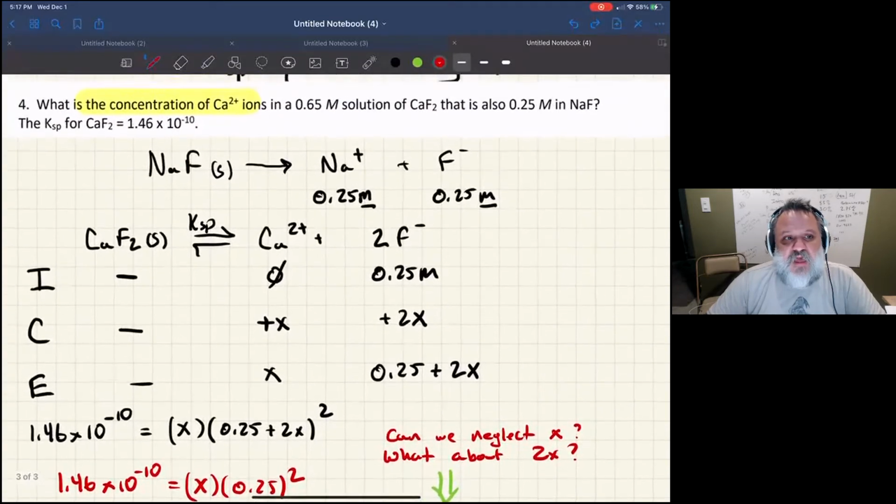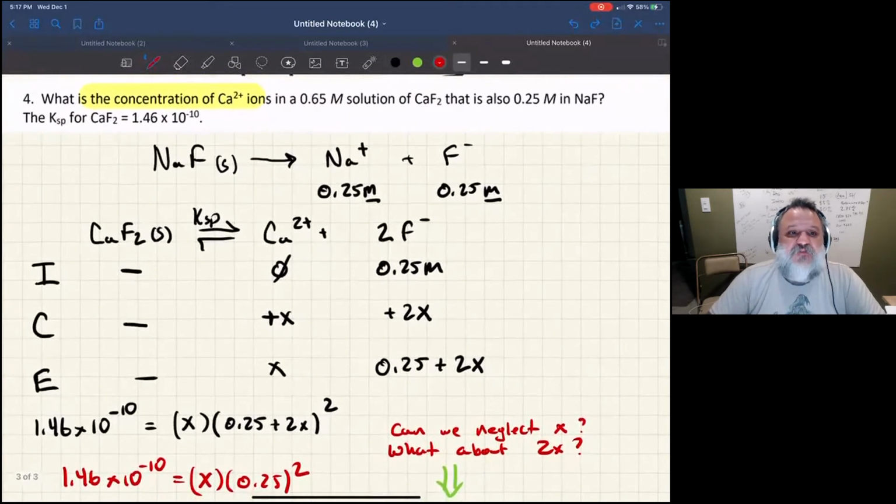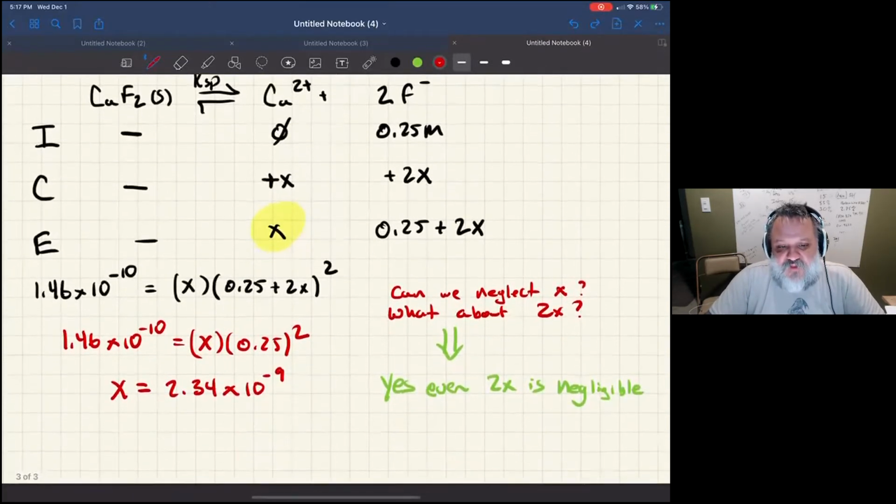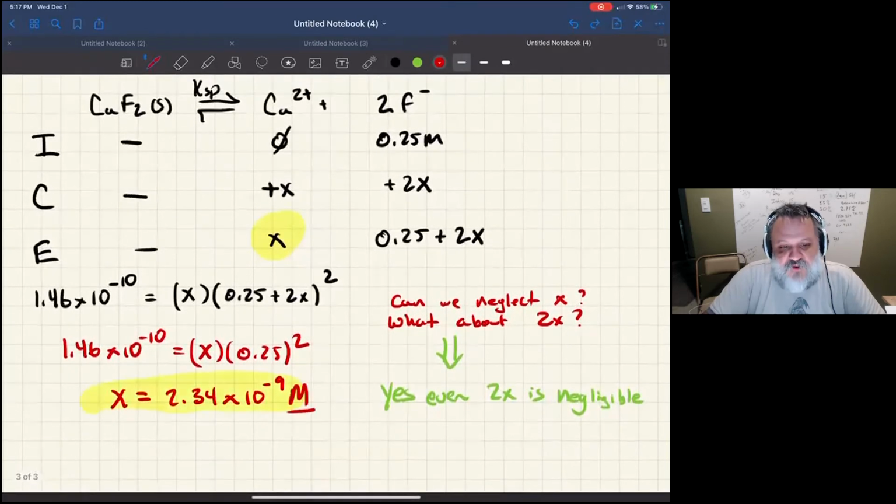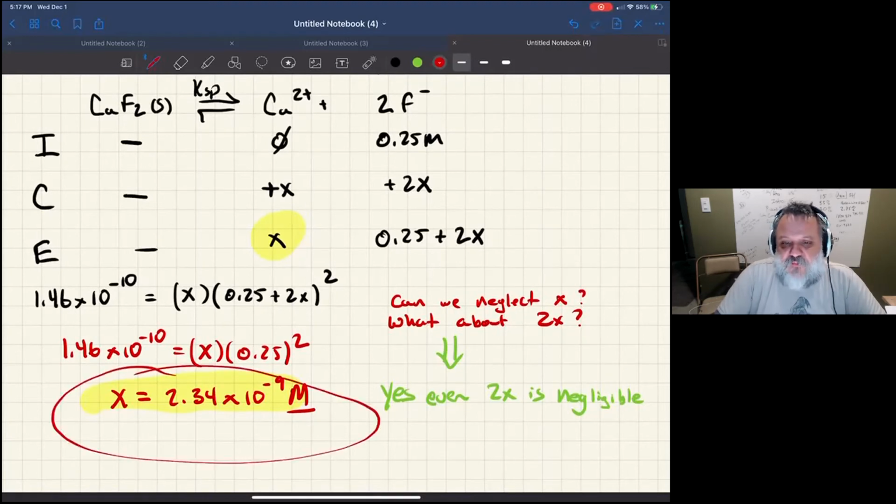Even 2x is negligible when compared to 0.25. Now, the question asked us to figure out the concentration of calcium ions. And of course, x is the concentration of calcium ions. So I actually know the answer. It's 2.34 times 10 to the negative 9th molar. That is the final answer for the problem. Okay.